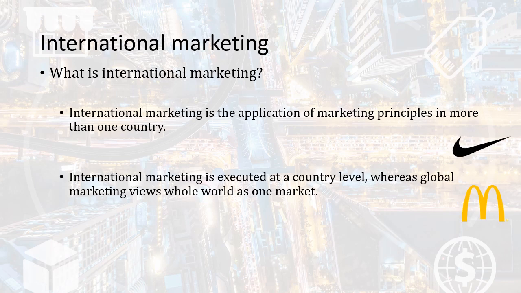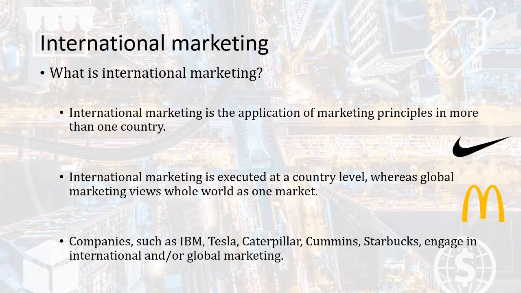You also hear a term called global marketing. In this case, unlike international marketing, companies look at the world as one big entity. So, for example, if you look at Nike, to Nike, their market is the world, the globe. But if you look at McDonald's, what you will see is that they have websites specific for each and every country where they operate. So they kind of look at individual countries, and that is the biggest difference.